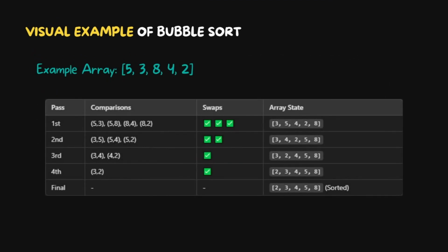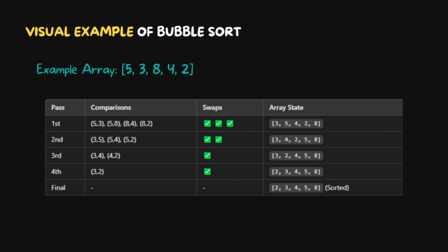Let's take an example array 5, 3, 8, 4, 2 and sort it using bubble sort. This is the step-by-step sorting process. In the first pass, there will be 3 swaps and the array will be 3, 5, 4, 2, 8. In the second pass, there will be 2 swaps. 3, 4, 2, 5, 8 will be the output. In the third and fourth, 1 swap is present. And finally, it will be sorted and the result will be 2, 3, 4, 5 and 8.